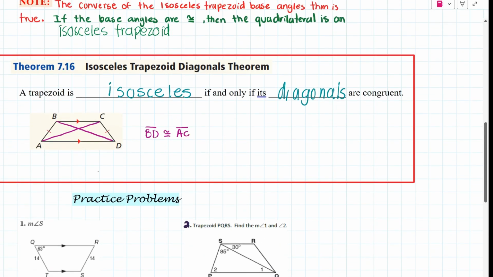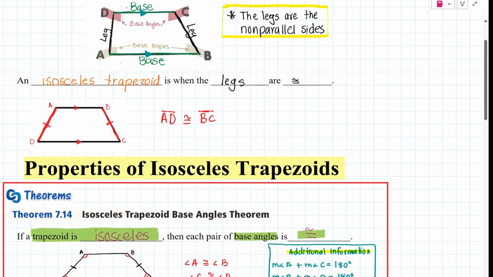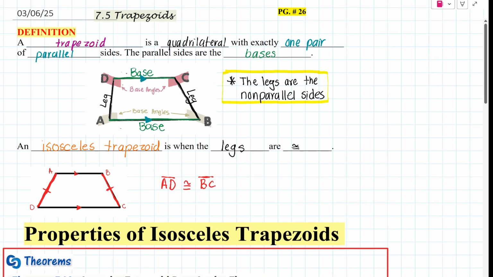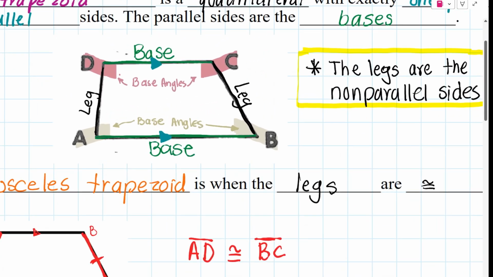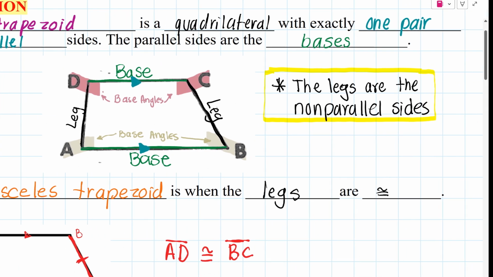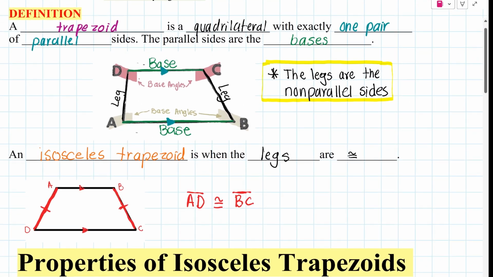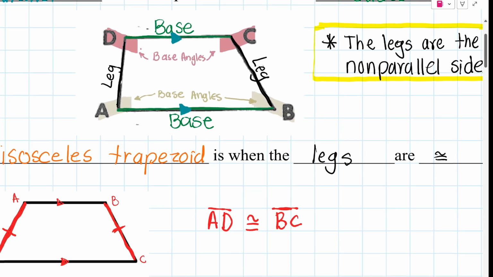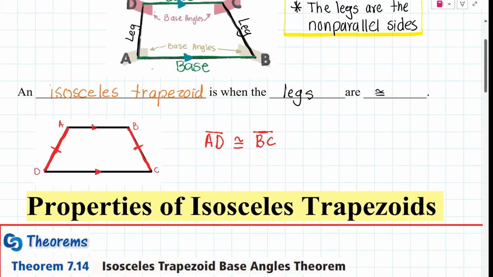Let's take a look at some problems involving trapezoids. So a trapezoid is going to be a quadrilateral that's going to have exactly one pair of parallel sides. And the sides that are parallel, we're going to go ahead and refer to them as bases. And the ones that are not parallel to each other, the non-parallel sides, we're going to call them legs.